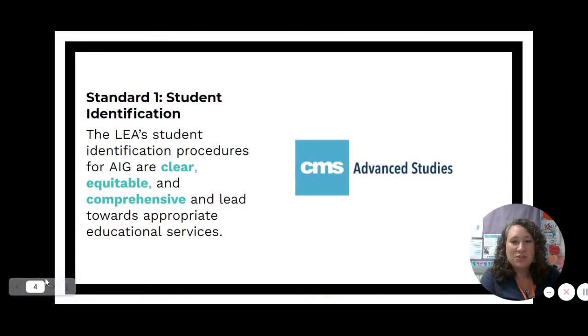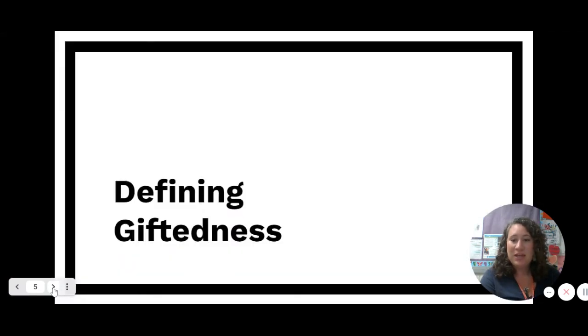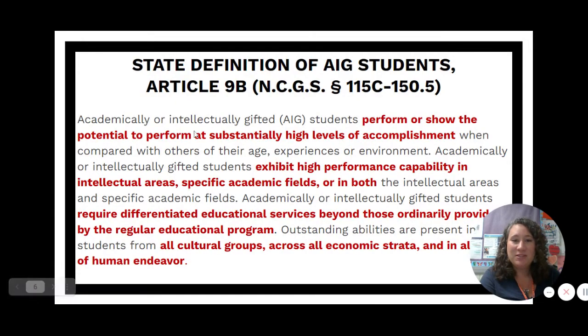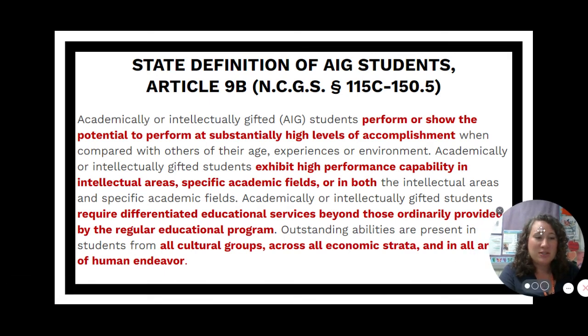The standard one for student identification of the Charlotte-Mecklenburg Schools Advanced Studies protocol states that the student identification procedures for AIG are clear, equitable, and comprehensive and lead towards appropriate educational services. As we define giftedness today, this is the state definition of AIG gifted students. And I will give you a chance to read over this.